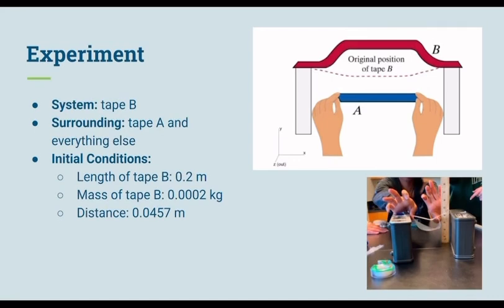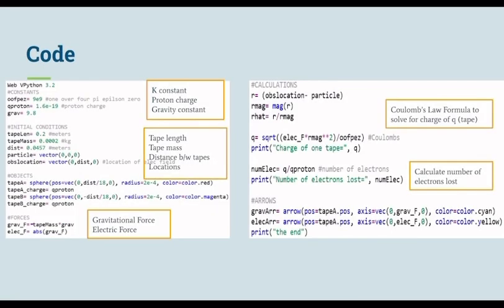To start with, the K constant, proton charge, and acceleration due to gravity near the Earth's surface were defined. Next, the initial conditions, including the original location of the tapes, were also defined. The forces on the system were calculated, then Coulomb's law formula was used to solve for Q, which was the charge of one individual tape. As seen, R, or the distance between charges, was found, then the magnitude and unit vector of R. Finally, the number of electrons lost was calculated and the model was computed.